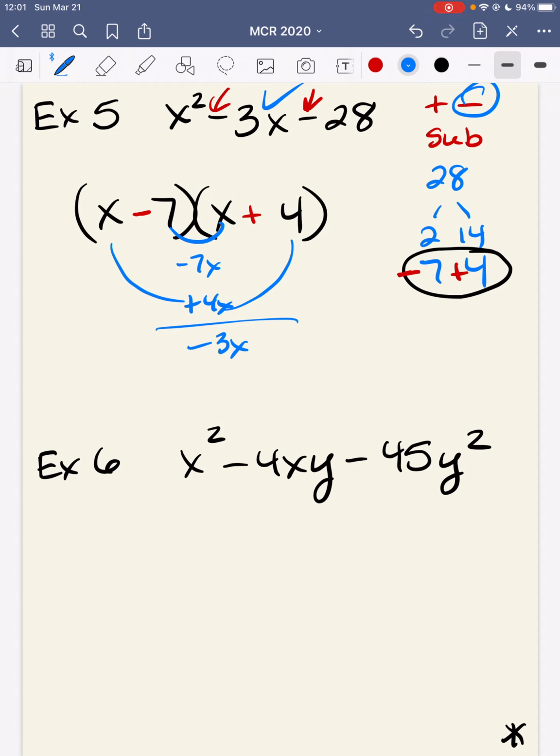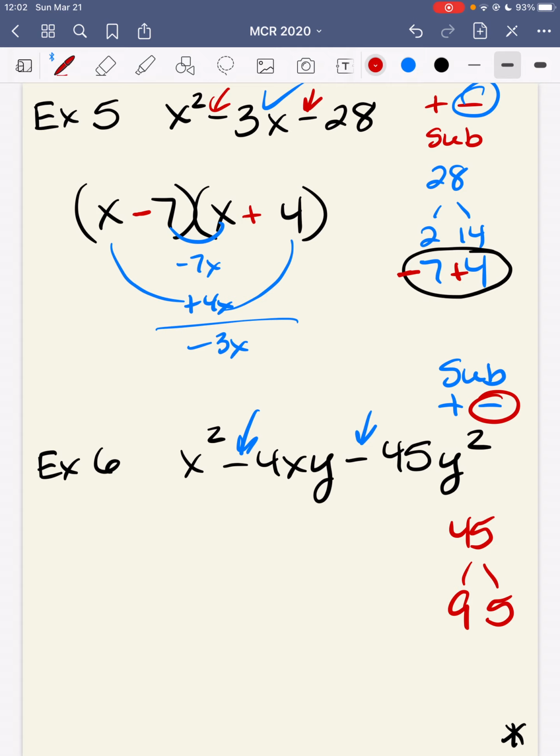And I am good to go. All right. Again, looking at example 6, I have a minus and a minus, which means I'm subtracting. My signs must be opposite, and my larger number must have my minus sign. 45 is 9 times 5, which I can think off the top of my head. But 9 minus 5 is equal to 4, so I've got a match really quickly.